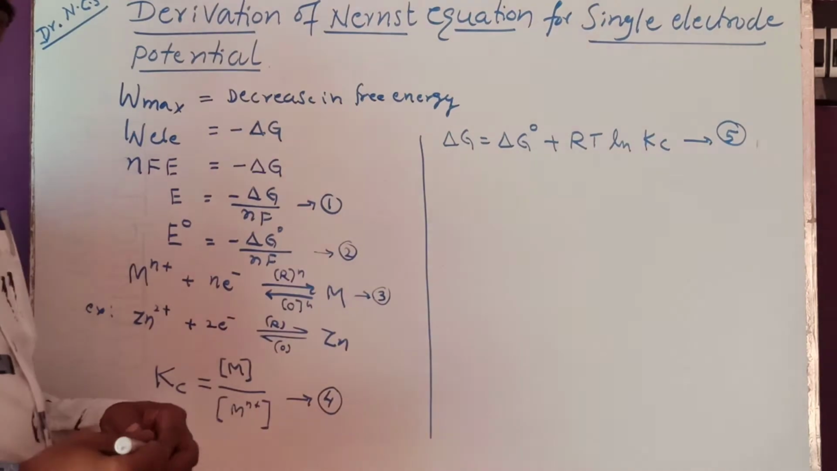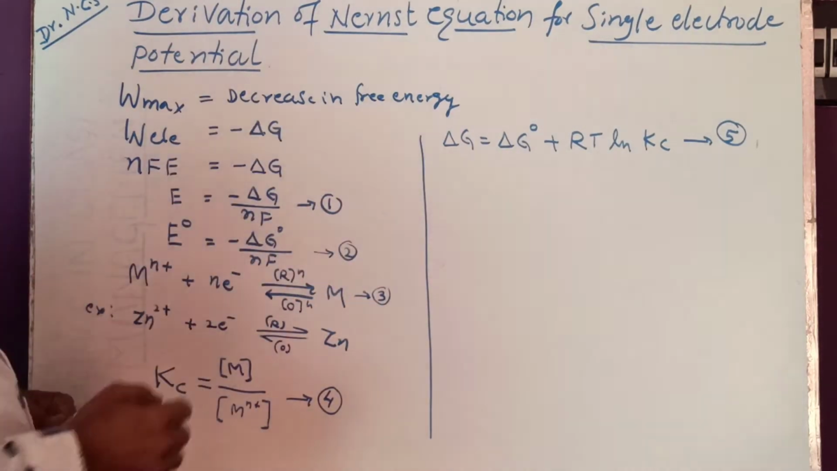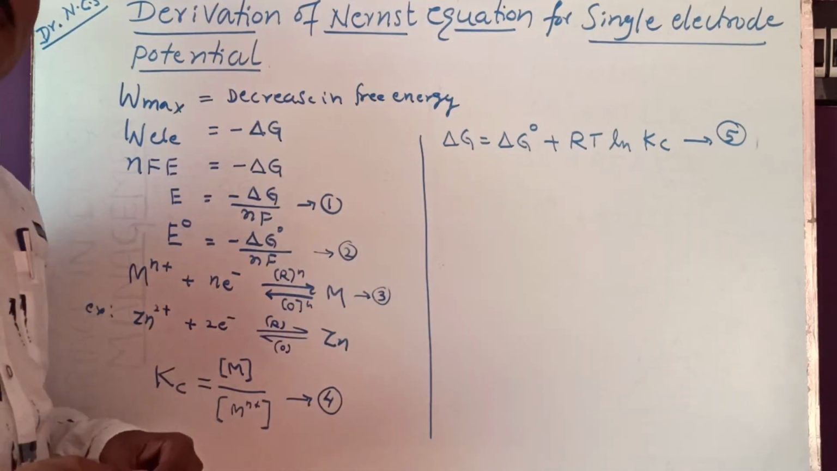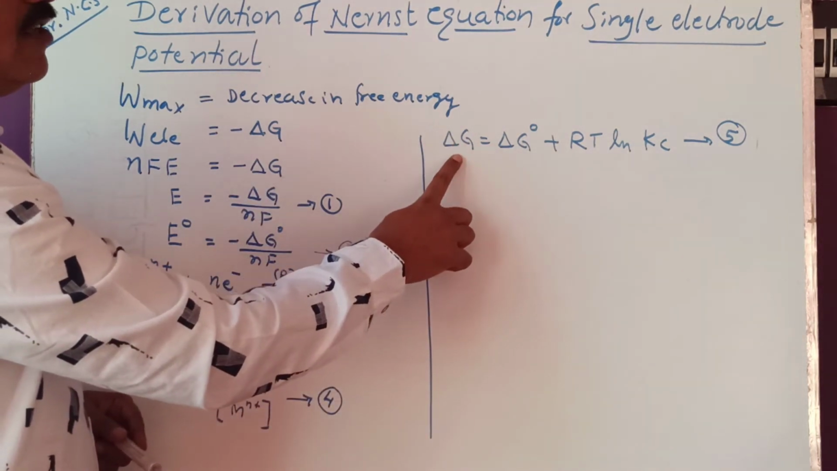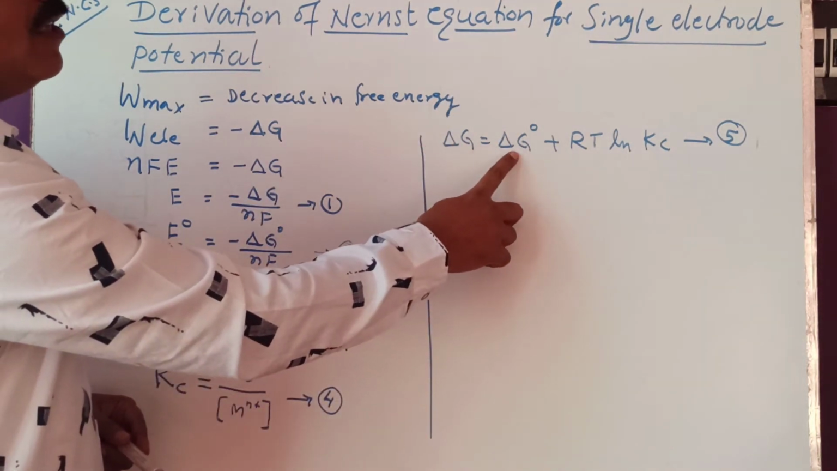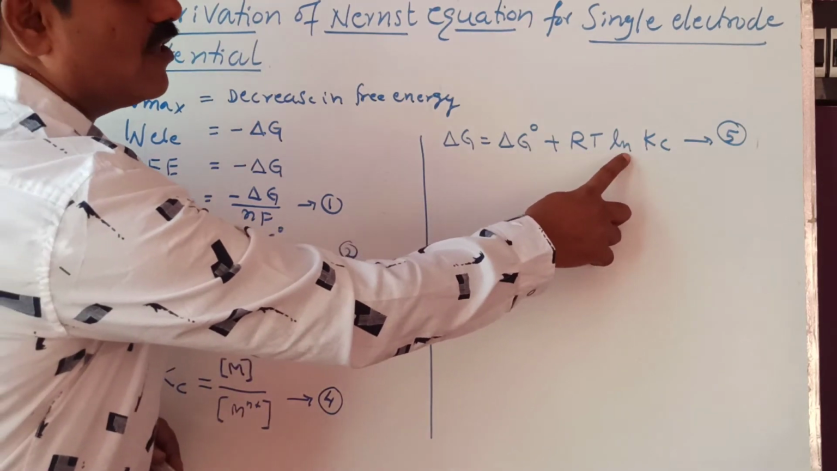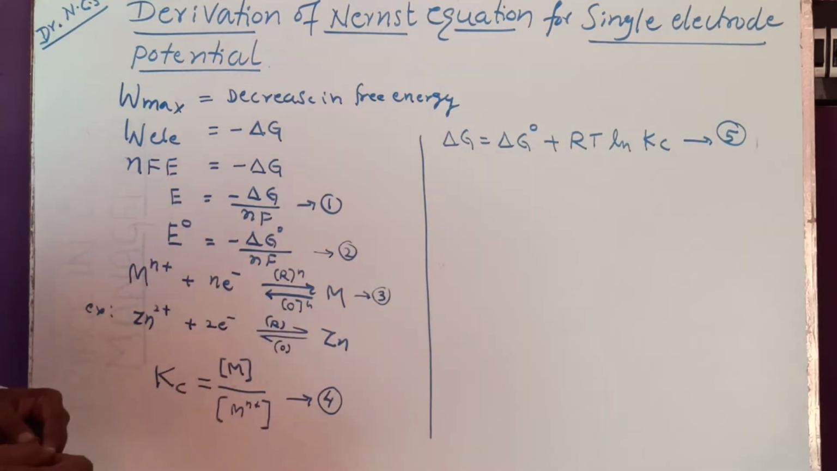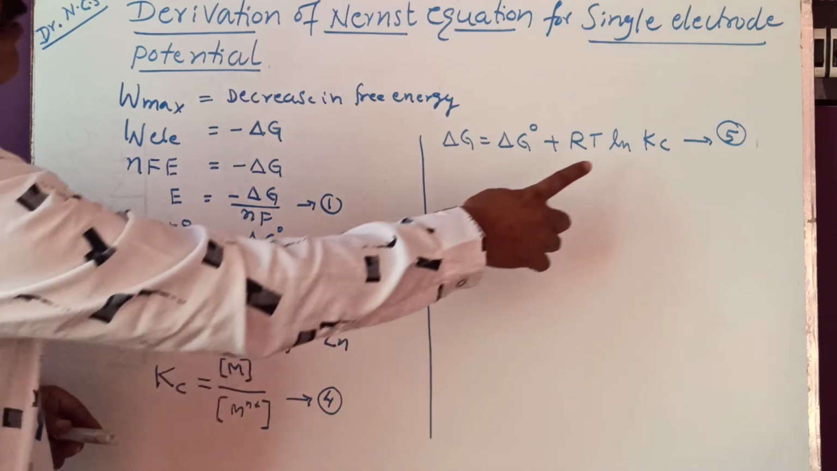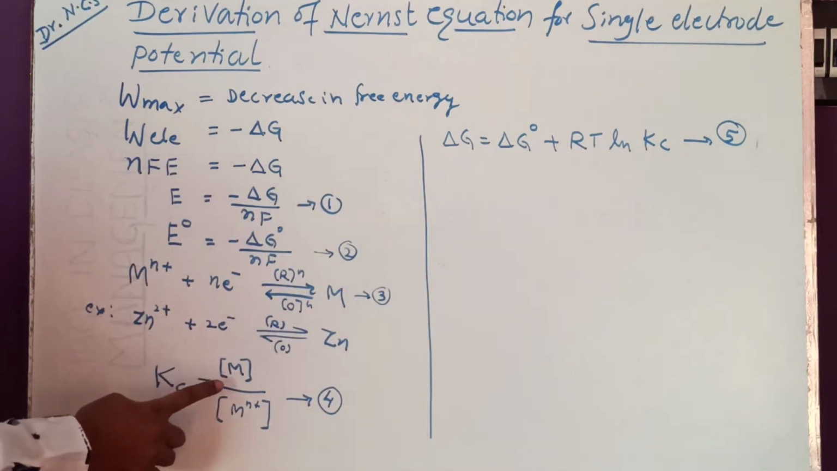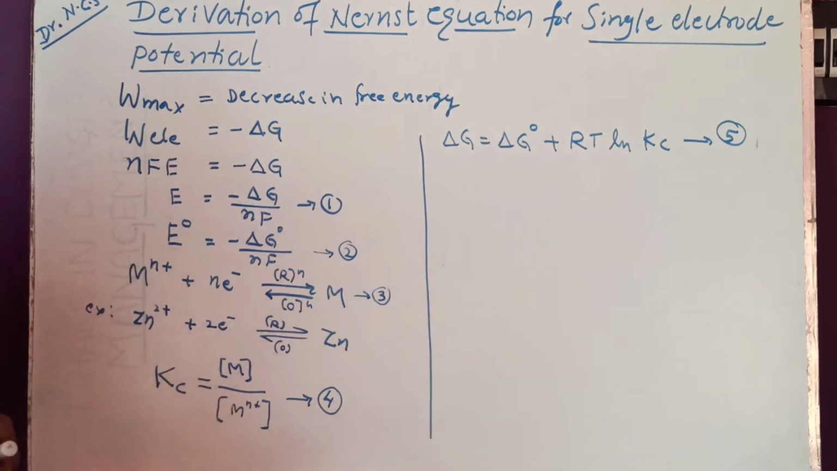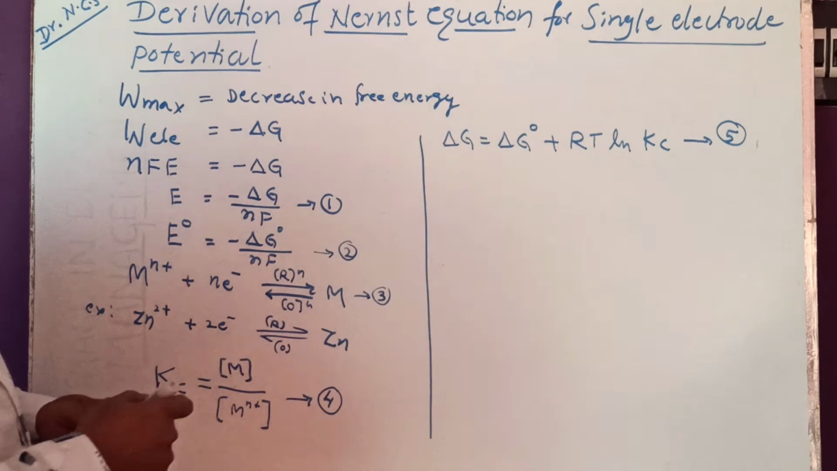So what is equation 5? Equation 5 is a thermodynamic equation which is popularly known as the Van 't Hoff reaction isotherm, which is delta G is equal to delta G0 plus RT natural log Kc. So let us substitute the value of Kc here. What is the value of Kc? Molar concentration of metal divided by molar concentration of metal ions.